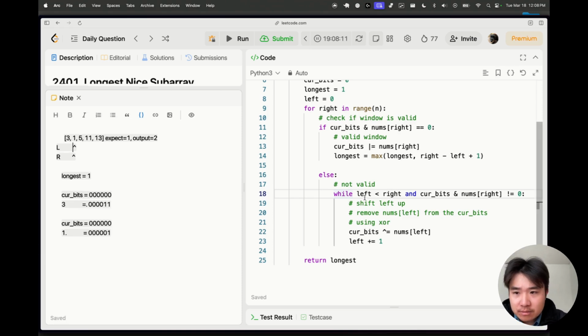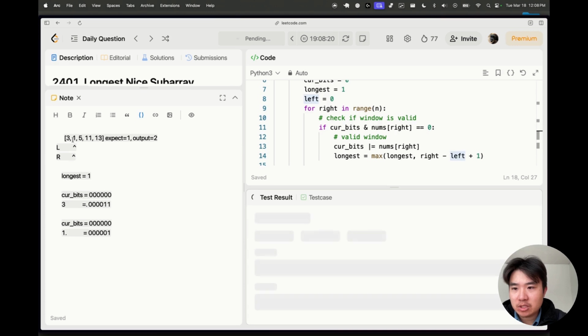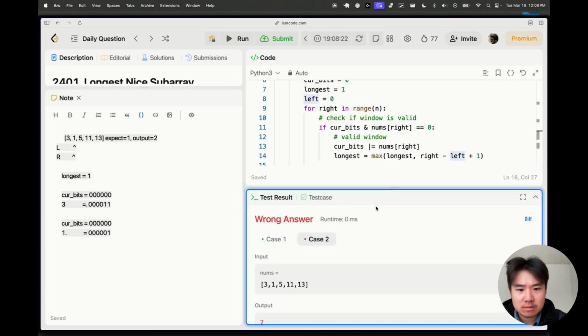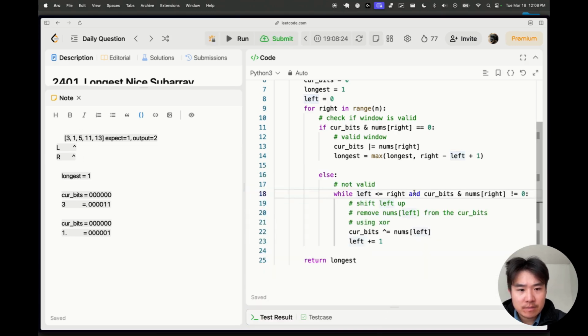Then while left, I guess left less than equal to right. Let me run this again because we should be able to check again right here. No, okay, that still didn't work. Okay, and cur bits is not equal to 0. Well, it is equal to 0, so we're just going to move on.